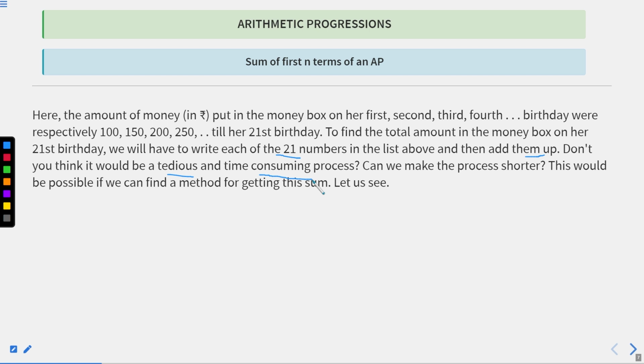So can we make this process shorter? This would be possible if we can find a method for getting this sum. So now our motive is finding a method for getting this sum. Let us see.